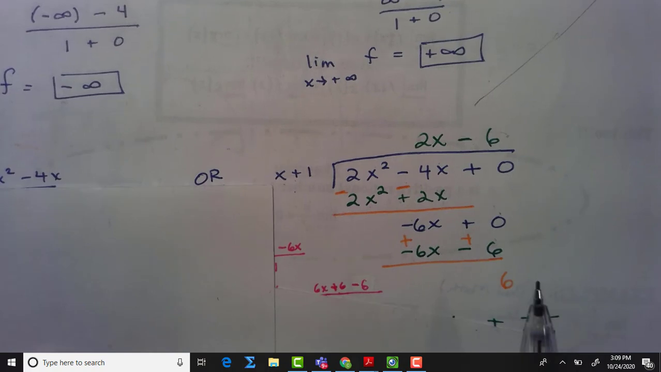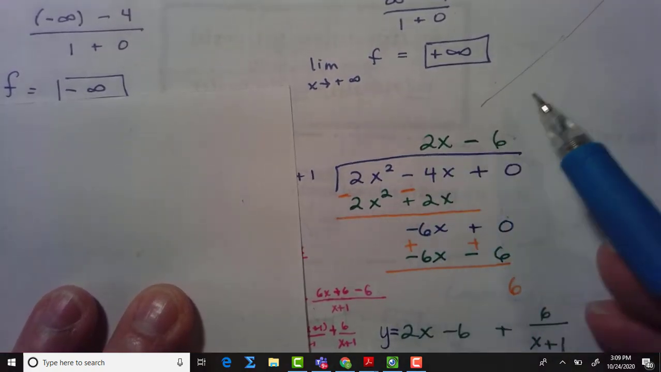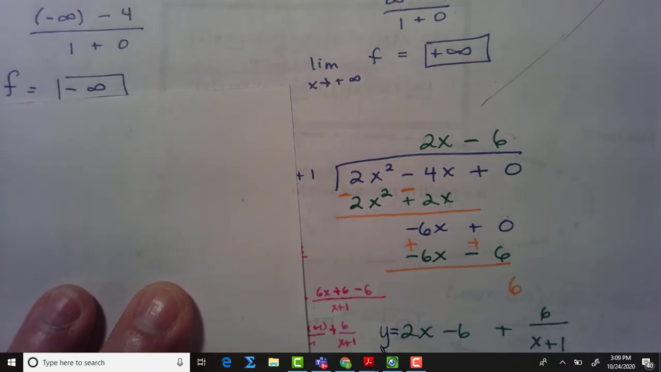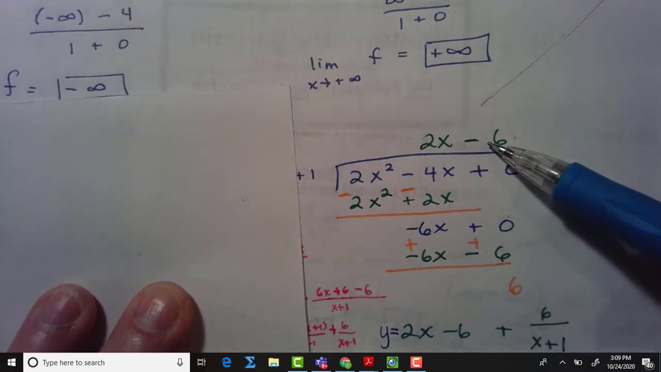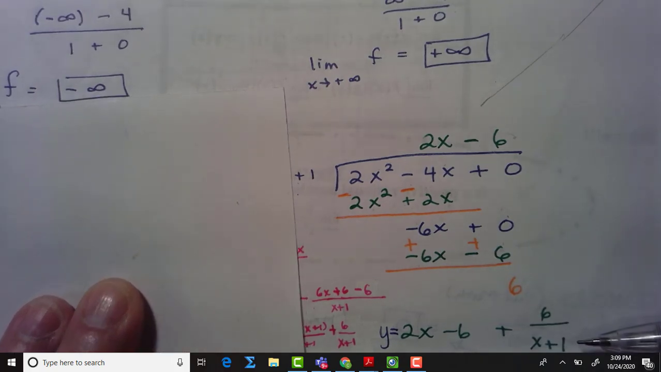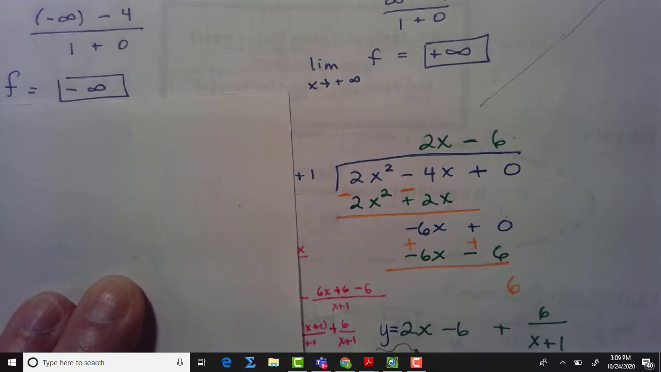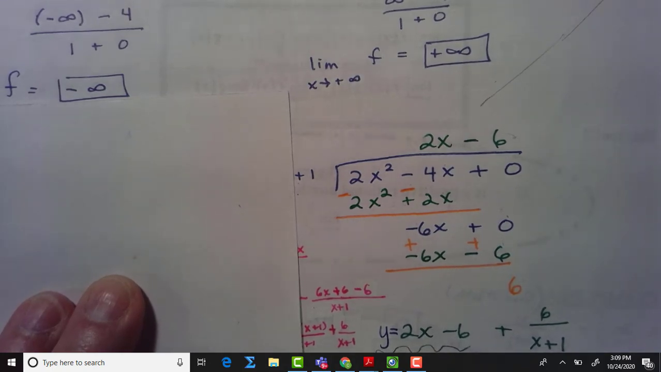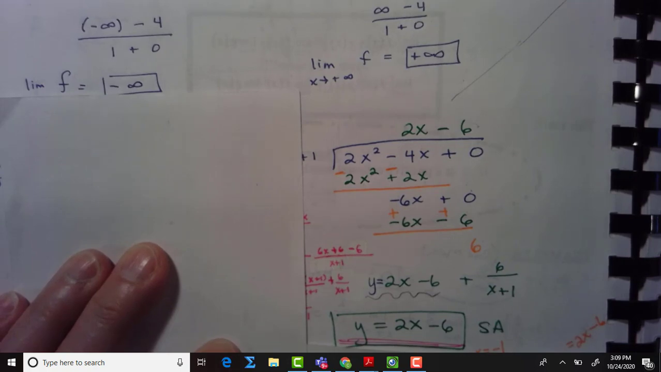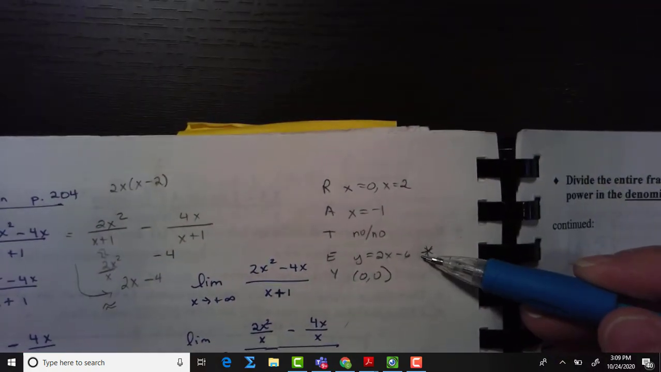So this tells us that my slant asymptote is going to be y equals 2x minus 6 plus that remainder divided by what I was dividing by. Now, as x goes to infinity, what happens here? That goes to 0. So my slant asymptote is the line y equals 2x minus 6. And that is how we get our end behavior right here.